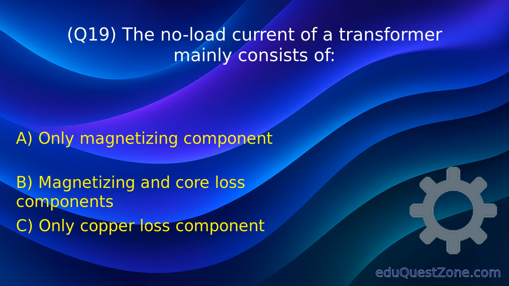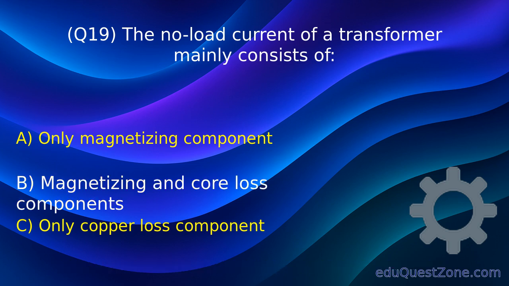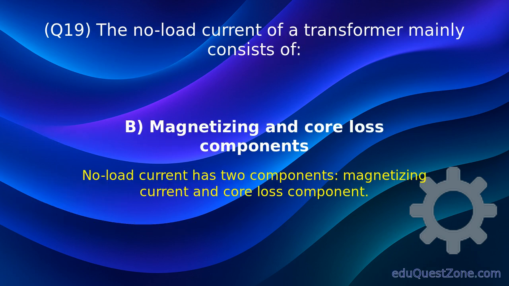Question 19. The no-load current of a transformer mainly consists of Option B. Magnetizing and core loss components. No-load current consists of magnetizing and core loss components.